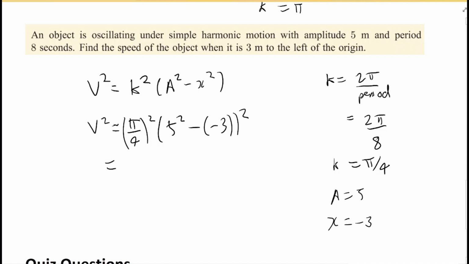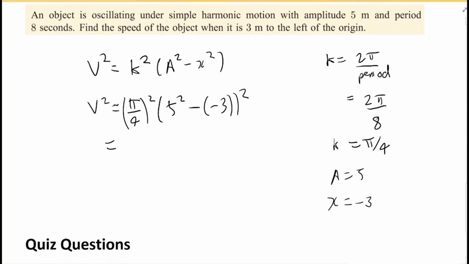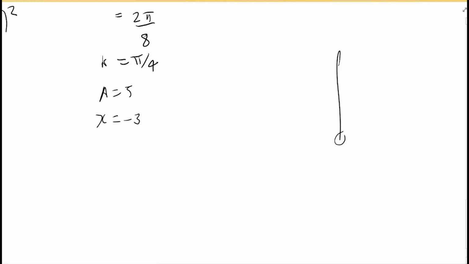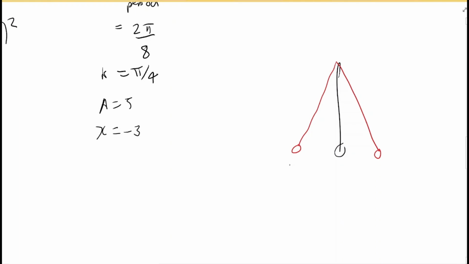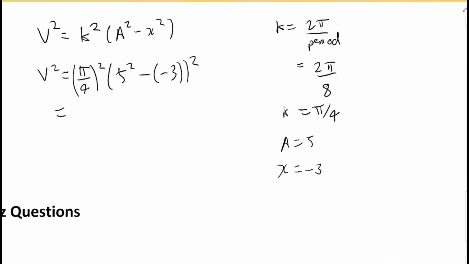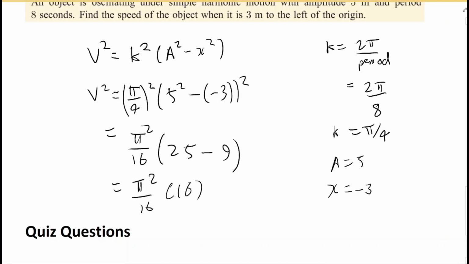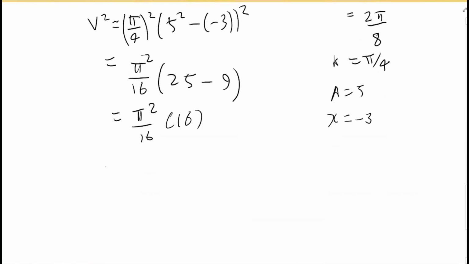Now, really importantly, we actually don't know what direction this is going with our velocity function. So you'll notice the minus 3 squared. It wouldn't matter if we were at positive 3, because you can imagine a pendulum: if you're out here versus out here, you would be having the same speed towards the center regardless. It's just one's positive and one's negative. So that gives us pi squared over 16 times 25 take 9, which I believe is pi squared over 16 times 16. That actually simplifies really nicely down to pi squared. So that's our velocity squared.